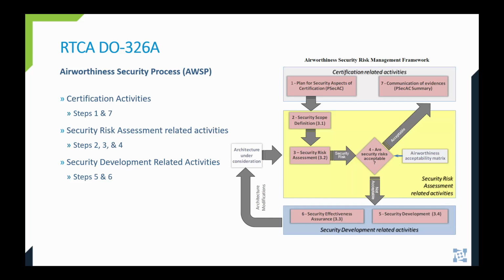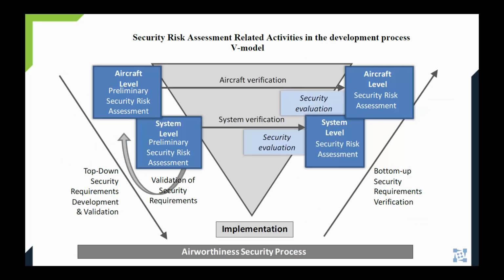So let's put these steps into something more concrete, something that we are more familiar with. This V process image is from the DO-326A standard, and it puts things in the context of security. It captures the phases of the software development process. And just like DO-178, it's up to you to select whichever development methodology, whether it's spiral, agile, waterfall, that best suits your team or project.